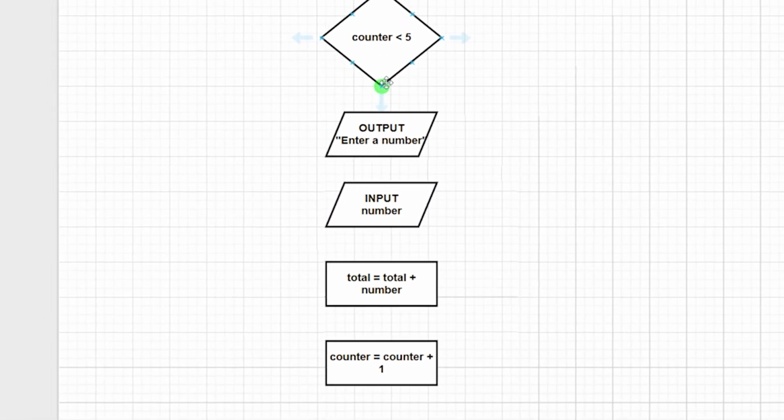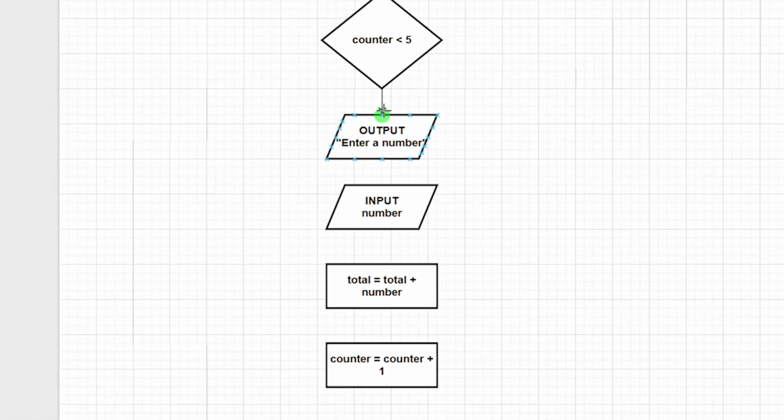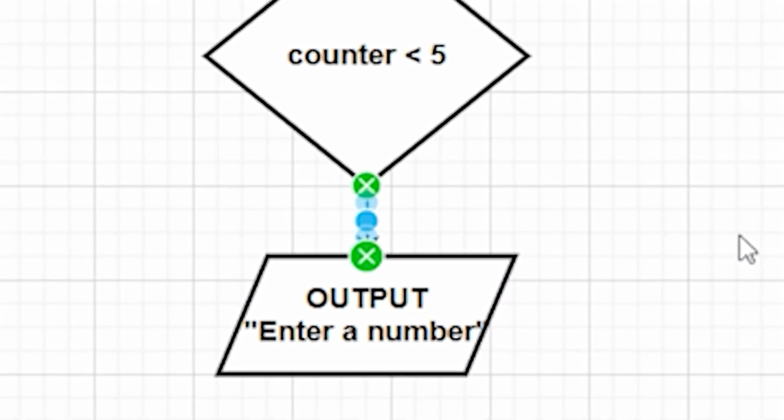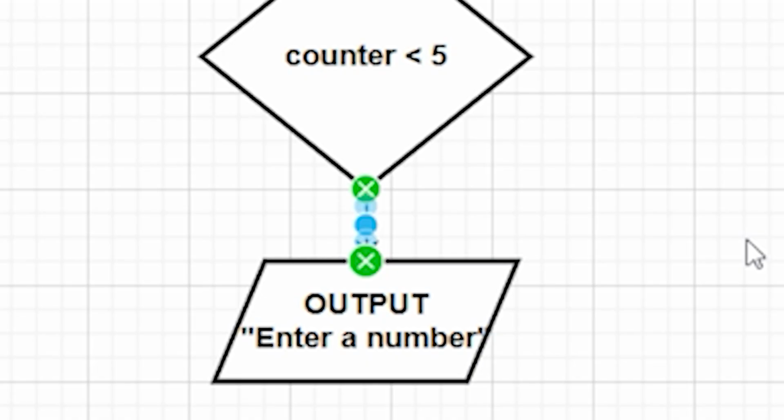Let's put our little arrows on. Let's join this bottom edge of the decision, which is going to be our yes branch. So while the arrow's selected, I'm just going to type in the word yes, like that.